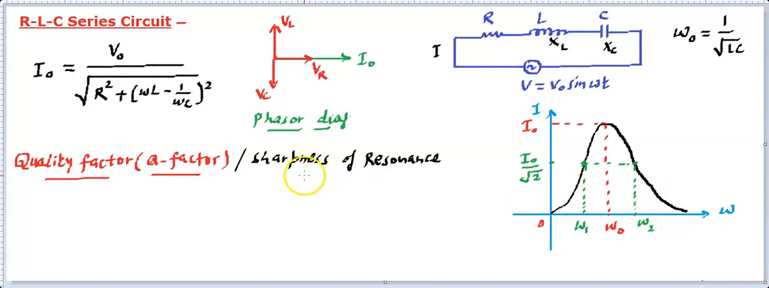So the quality factor, or Q factor, is defined as this resonance frequency divided by this gap. This is called the band gap because this is the gap in the frequency, or bandwidth. So we call the bandwidth omega 2 minus omega 1. So this is called the Q factor.